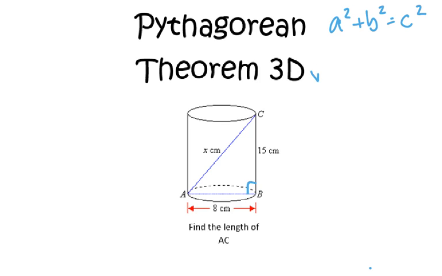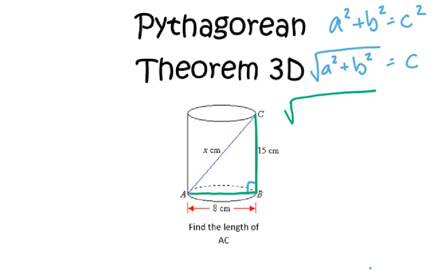But we like to simplify this down and go ahead and square root that side. So remember, your A and your B are your legs. Your C is always your hypotenuse. So your legs are going to be the sides that touch that right angle.